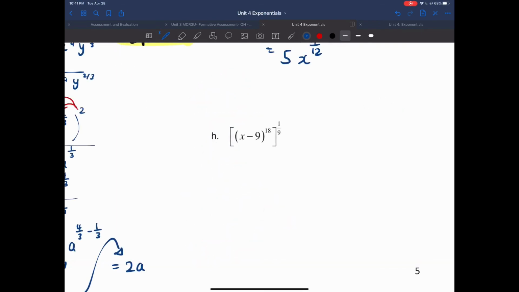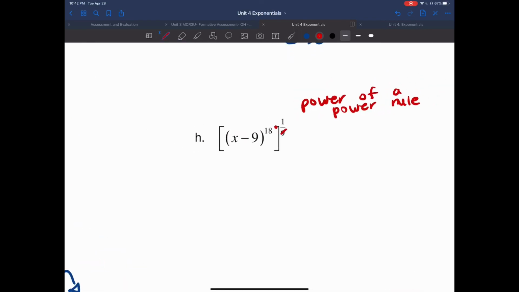So final question H. If you look at it at first glance, it might scare you a bit, but if you try to remember the power of a power rule, what does the power of a power rule say? Well, the power of a power rule says, when you have an exponent on the outside of the bracket, if there's another exponent on it, like so, then you can now multiply the two exponents. And right away, I multiply the two exponents, and it simplifies to a 2.